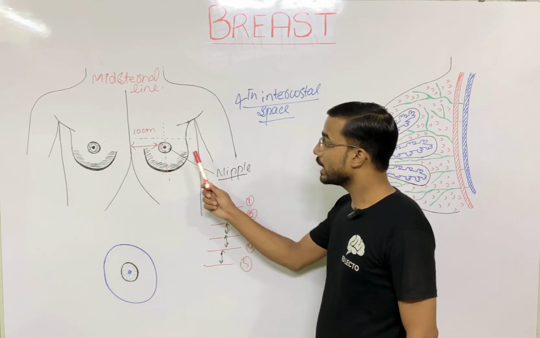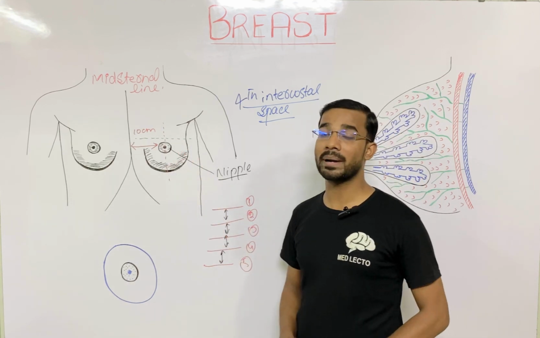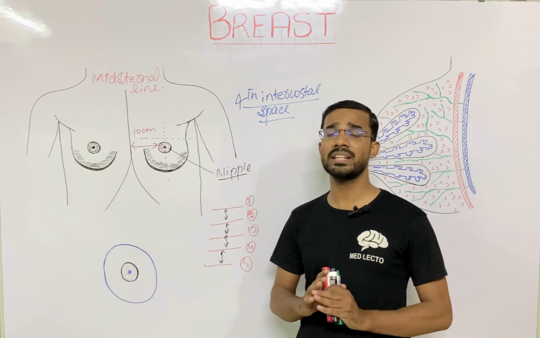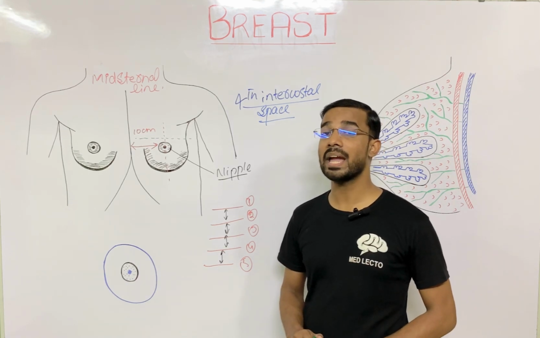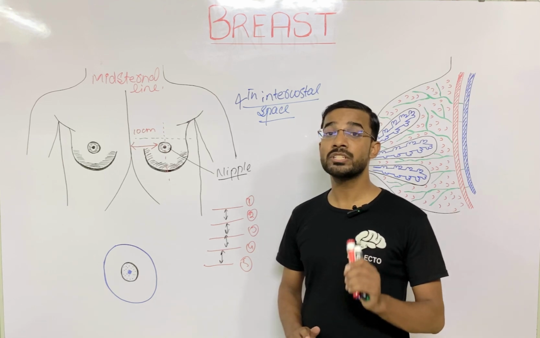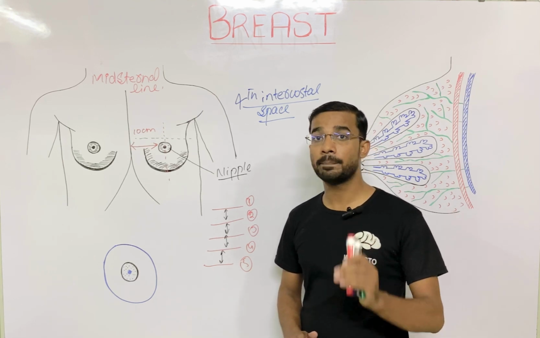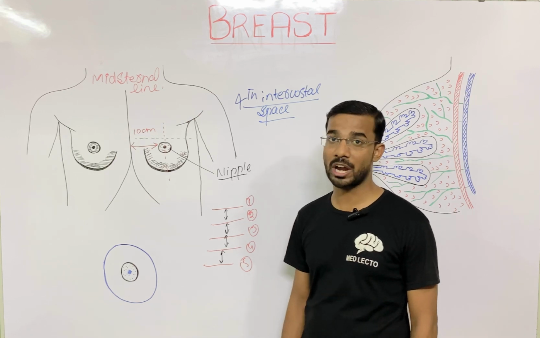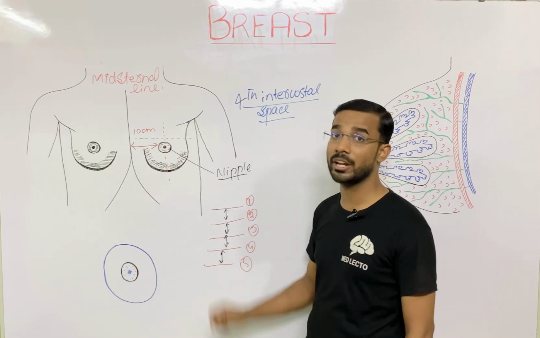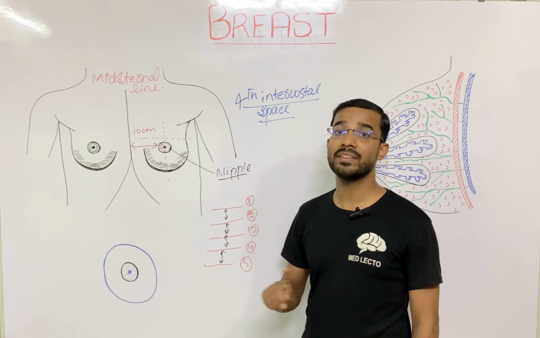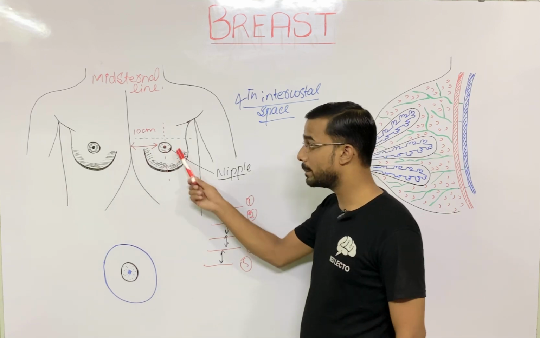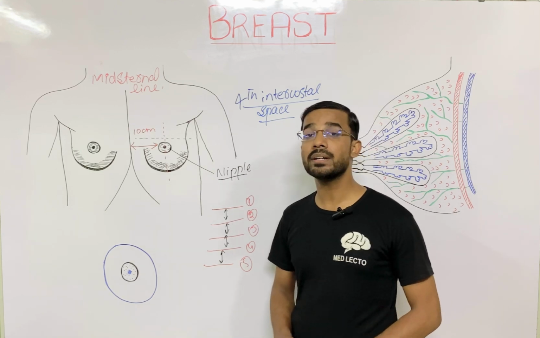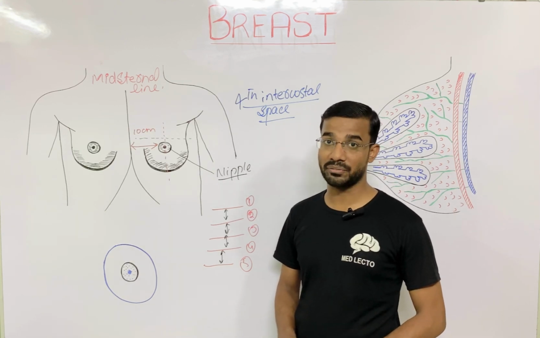And around the nipple, you will see the dark pigmented area that is called the areola. And there is no hair present in the areola, and there is no fat below the areola. So here are basically the two most important things which you have to remember about the nipple and the areola. There is no hair and there is no fat below the areola. Okay. The nipple is pierced by the different lactiferous ducts.